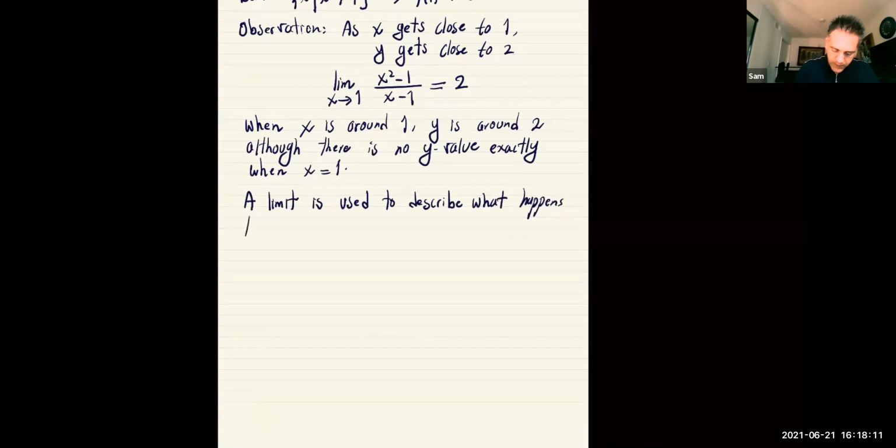What happens to a function near an x value? Okay, and not at that x value.